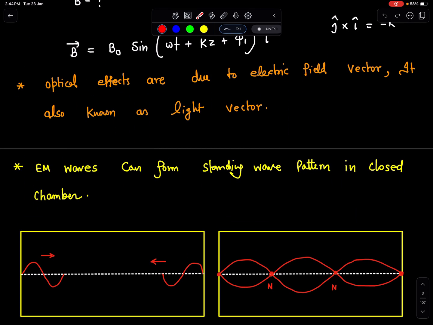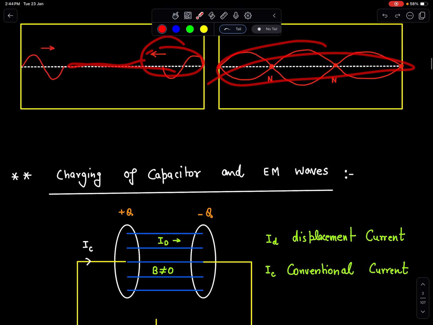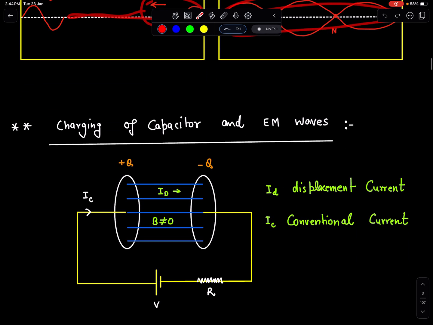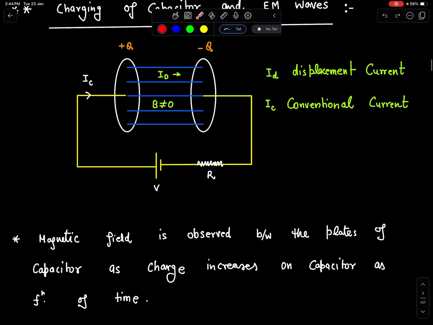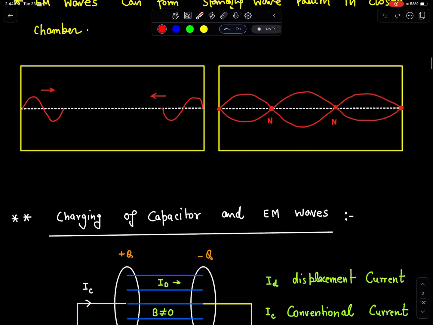EM wave can form a standing wave pattern in a closed chamber. So let's say a wave is traveling in positive x, then after reflection it will go back, and these waves can form a standing wave pattern. And we can observe these EM waves or displacement current concept that I am going to explain in charging of a capacitor. There are few more things which I would like to discuss here.